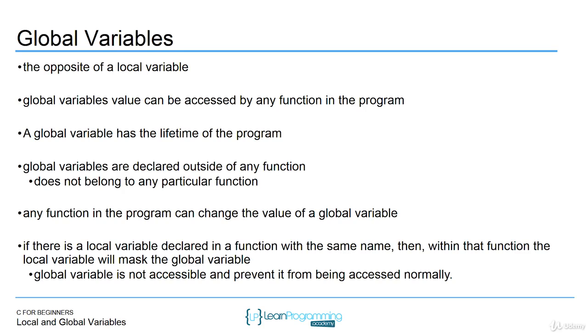If there is a local variable declared in a function with the same name as a global variable, then that function will use the local variable. It will mask the global variable. So if you have a global variable named x and you have a local variable named x inside of a function, the local variable is going to take precedence. It's not going to modify the global variable's data. If you assign to that variable, it's only going to modify the local variable. So the global variable is not accessible when you have the same name, and it will not be accessed within that local function. So don't use the same names, basically, because it's just going to be confusing.